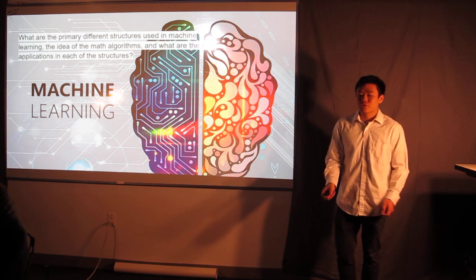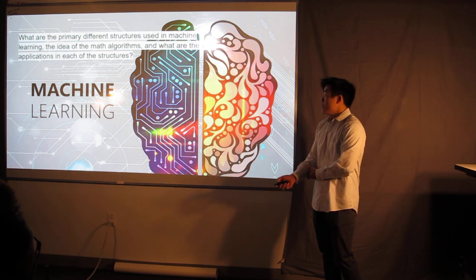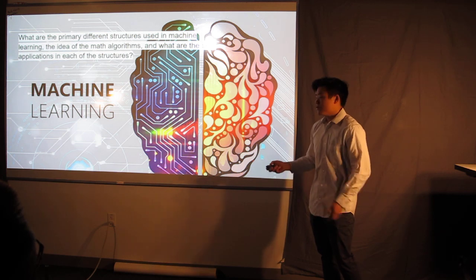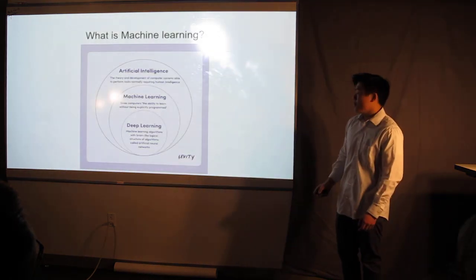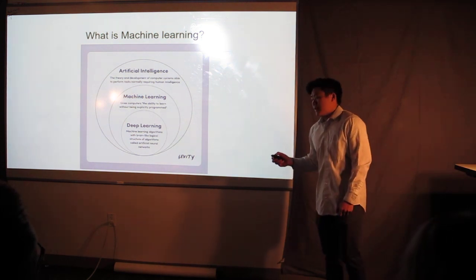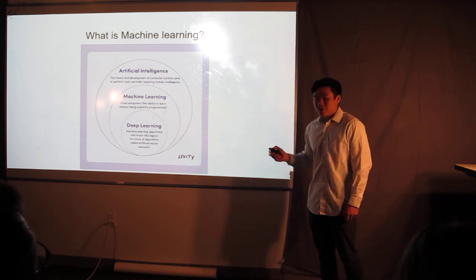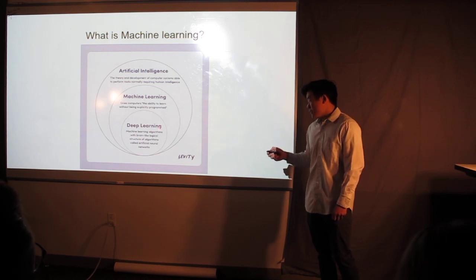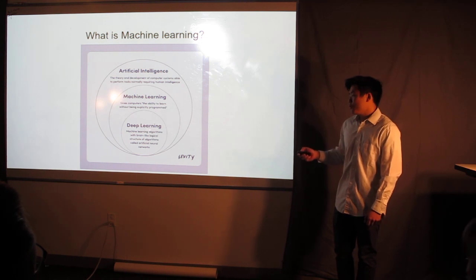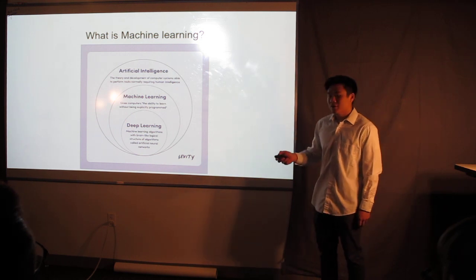And that brings me to my research question: what are the primary different structures using machine learning, and the math algorithms they apply, and what are the best applications of each structure? Now let's talk about what machine learning is. Machine learning is a subset of AI that gives the computer the ability to run without human interaction. And deep learning is a subset of machine learning that uses a neural network to learn, which is like a copy of a human brain, which I will talk about later in the presentation.